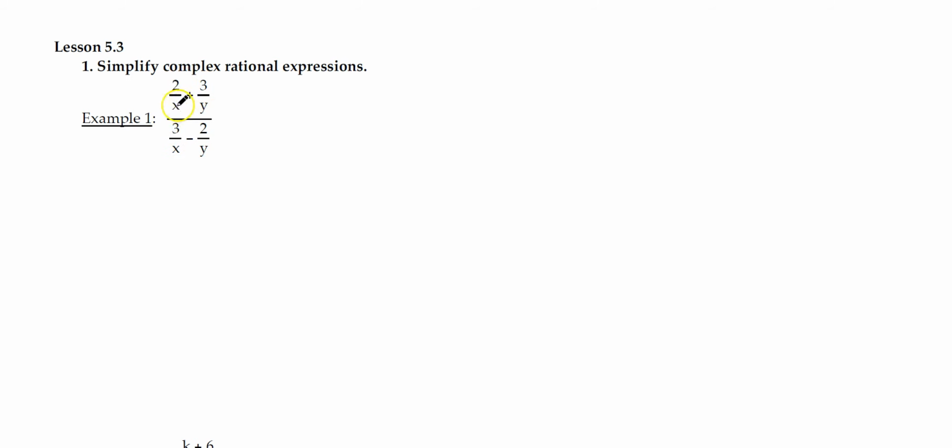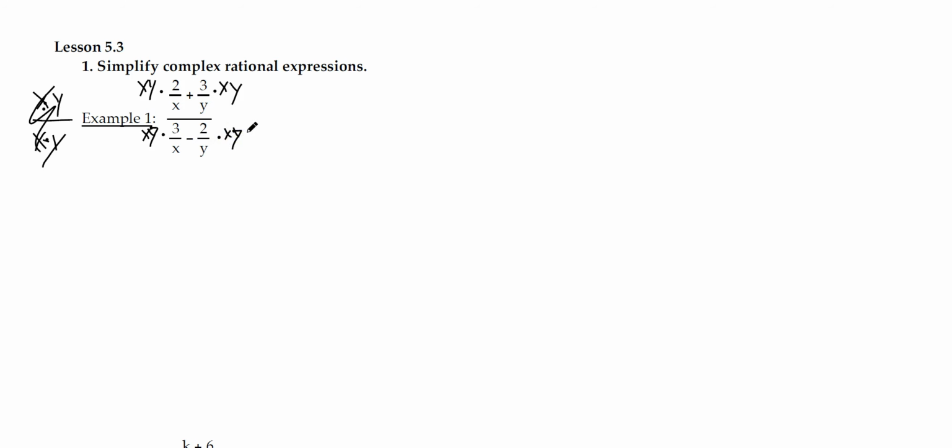So notice the x and the y. The common denominator of all of those would be xy. So I could multiply the top by xy and the bottom by xy, and then distribute. The effect of that will be to multiply this by an xy, this one by an xy, this one by an xy, and this one by an xy.